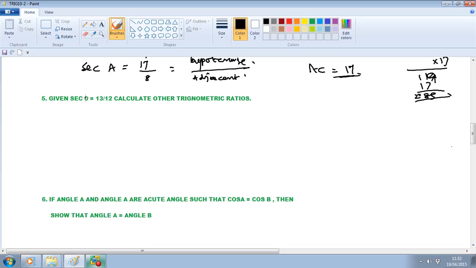Now I take this as theta, secant theta. Secant theta is equal to 13 by 12. So I told you to draw a right angle triangle: hypotenuse 13, one side is 12, the other is 5. This is the standard pattern I told you. You have to get familiarized with this.